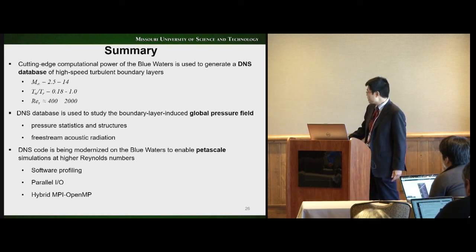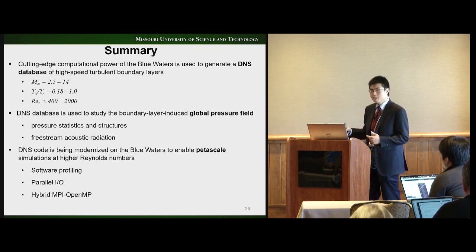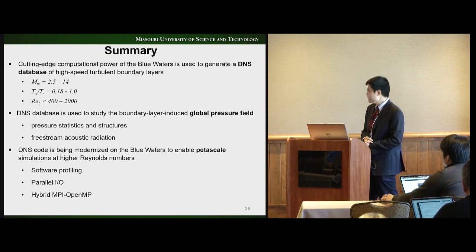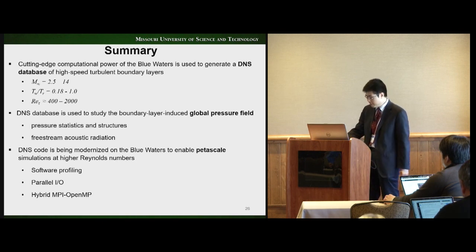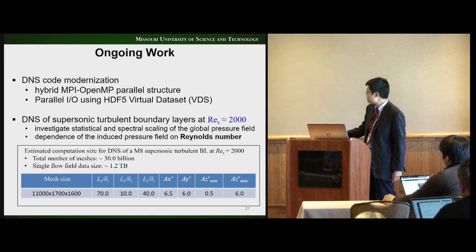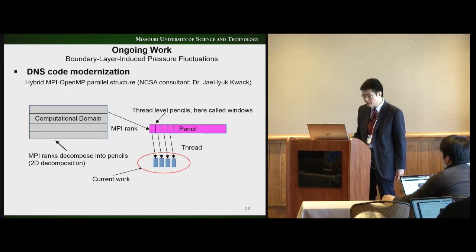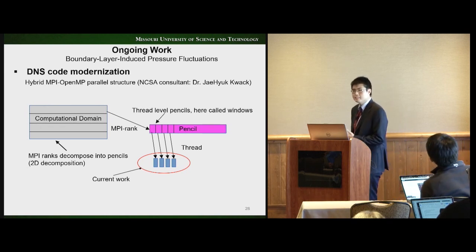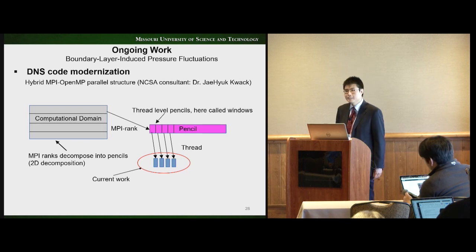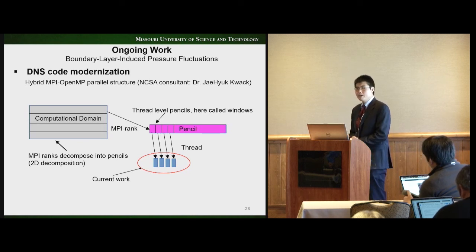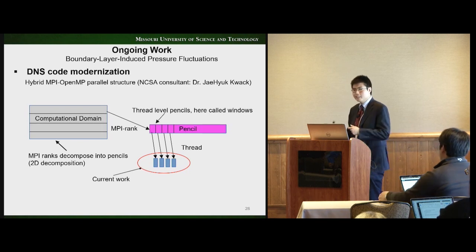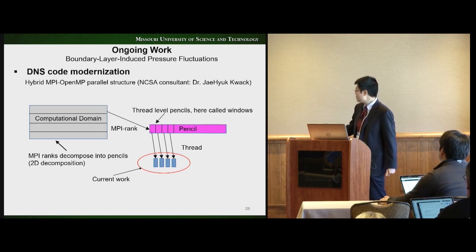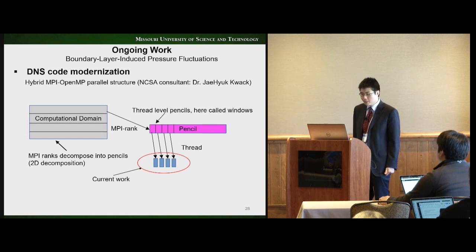And also, we made use of the Blue Waters computer to do a lot of software engineering, including parallel I/O and hybridizing MPI with OpenMP. This is some of the ongoing work. I want to give you two slides. This is ongoing work with Dr. Quack as the point of contact at Blue Waters. We're trying to hybridize MPI with OpenMP, essentially in the direction that is not divided. We try to make use of threads. Okay, so that's what we are working on right now.